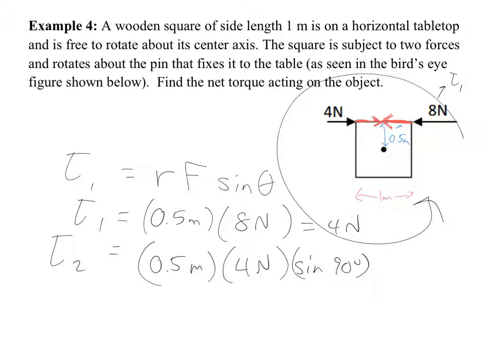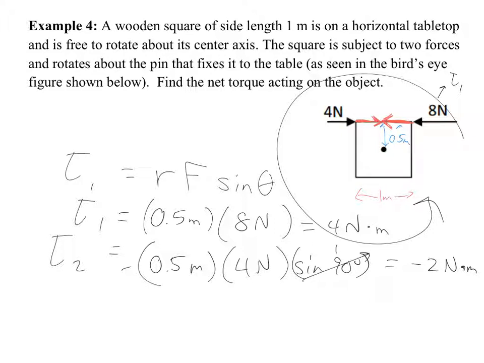But again, sine of 90 is 1, so it doesn't affect the problem. So it's simply half of 4. But because it's going to cause it to rotate the other way, this one is negative, so that's negative 2, and these are Newton meters. So the 8 Newton force caused a torque of 4 Newton meters. The 4 Newton force caused a torque of negative 2 Newton meters. Again, positive is this way, negative is this way.